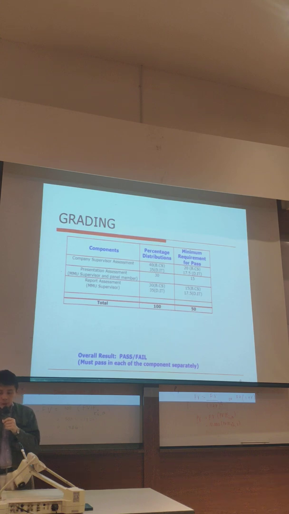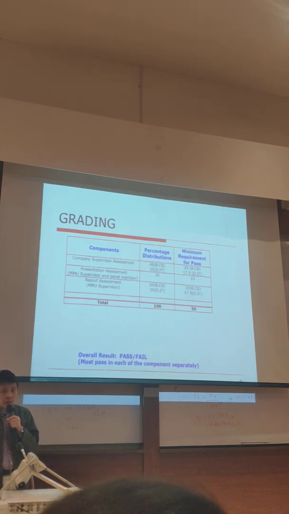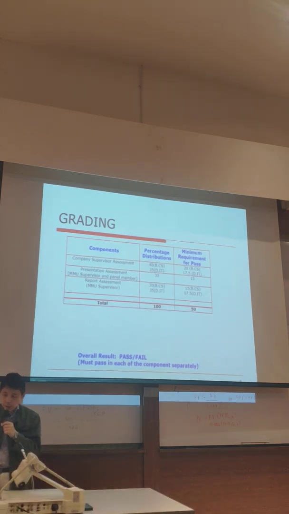Okay. So how to pass your entire training, right? In order to pass, you have to score at least half for each of the categories, which means you have to pass for every category. Okay.